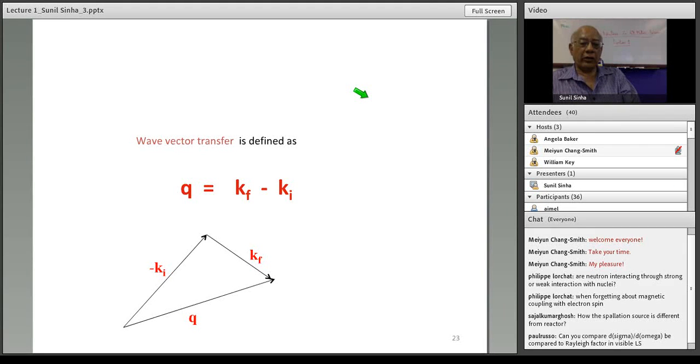And here's a little vector diagram that shows that. Here's the direction of ki, so the vector minus ki is this way, the vector kf is this way, and so the vector Q is this way. So often when you want to find Q, it's convenient to construct these little vector diagrams, defining the incident beam and taking its negative, and defining the outgoing beam and then making a vector diagram to find out where Q is.